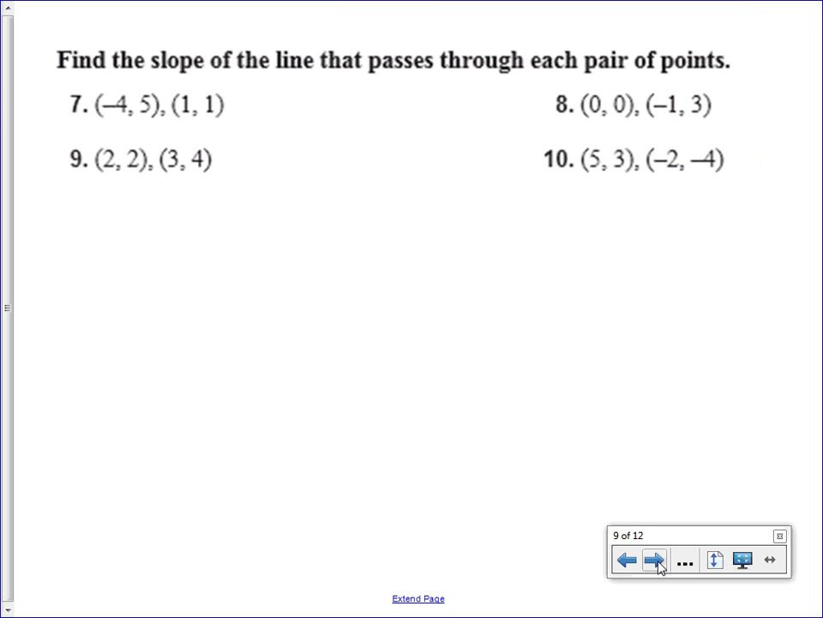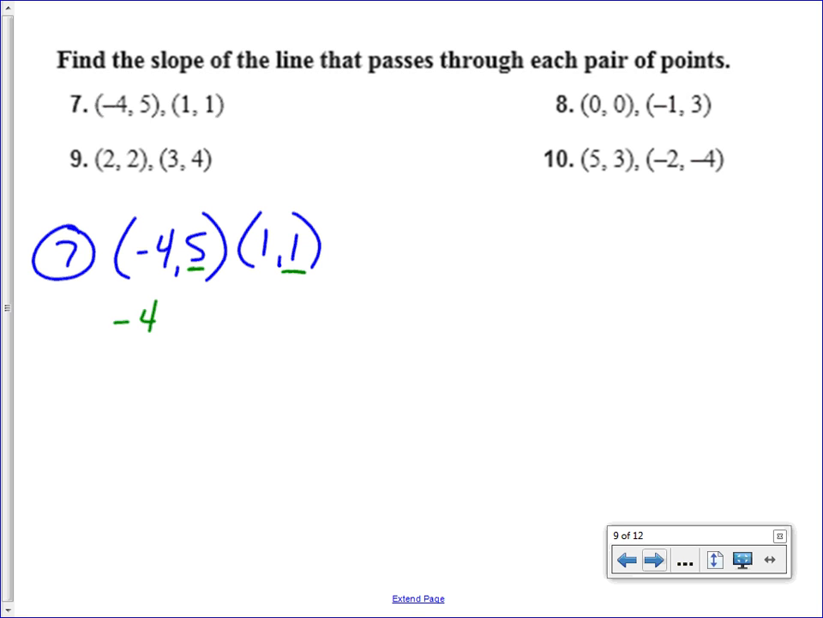So number 7. We'll just do a couple of these. So I got (-4, 5) and (1, 1). So first way we talked about is how much does it change. So from a 5 to a 1, I'd say I go down 4. From a -4 to a 1, I say I go up 5. So my slope would be a -4/5.